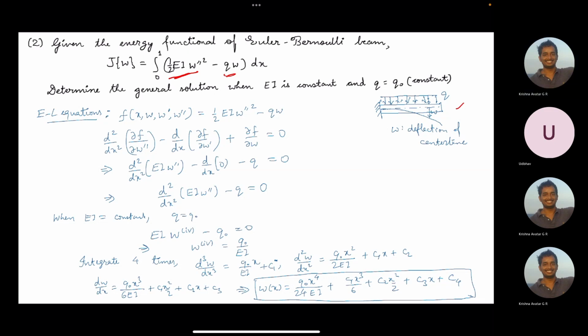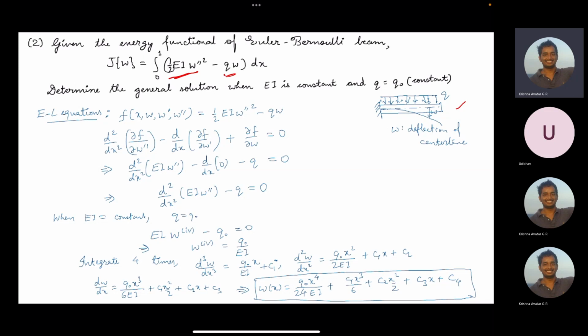Now what we see here is that the functional contains terms with order of derivative more than one. So this asks us to deploy tools from the generalized Lagrange equations. To obtain the generalized Lagrange equations, we define the integral as this: the integral of half of EI W double prime squared minus qW, and then we go through a similar process as in the previous case.